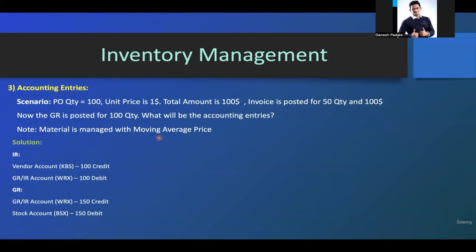So material is managed in moving average price. Why did I mention that? Otherwise, what will happen? The price difference account will come, and whatever the difference is posted, everything will be loaded on the price difference account. So this is a similar issue to what we discussed earlier, but here I focused on the accounting entries. How does it impact the process of accounting entries when you do these kinds of wrong postings?